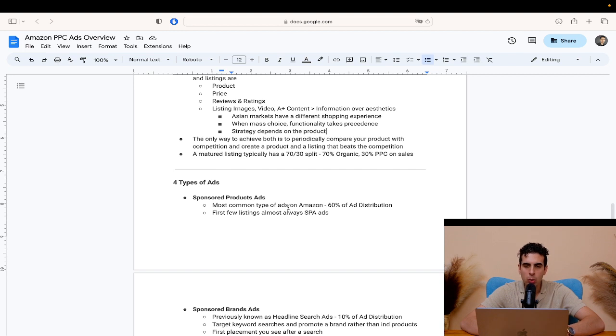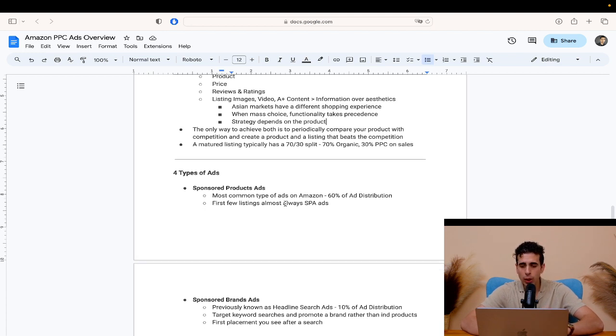So even though you're relying pretty much 100% in the beginning stages on sponsored product ads, keep in mind that they're going to be the dominant one. The majority of the spend is still going to go to SPA down the line. And usually when you're searching on Amazon, you'll notice that the first few listings are always sponsored product ads.